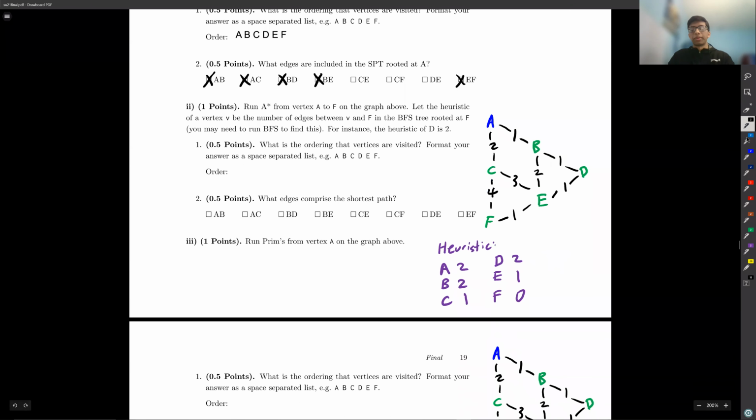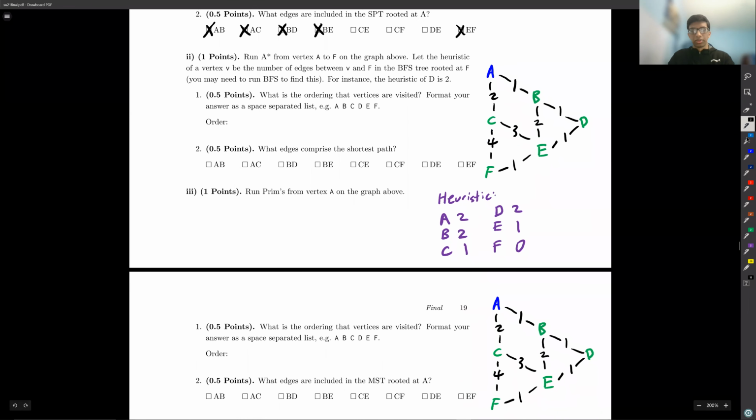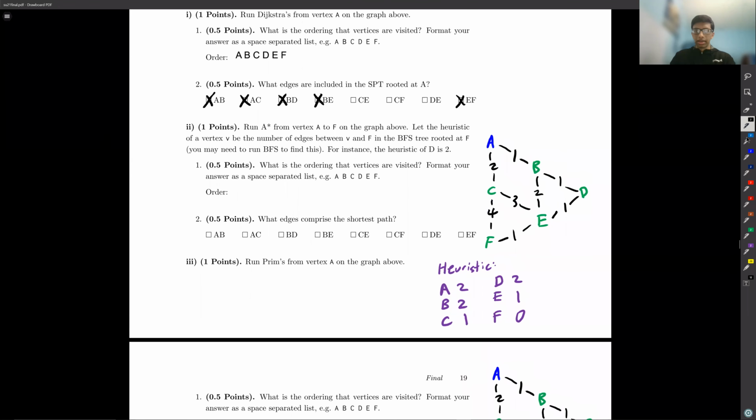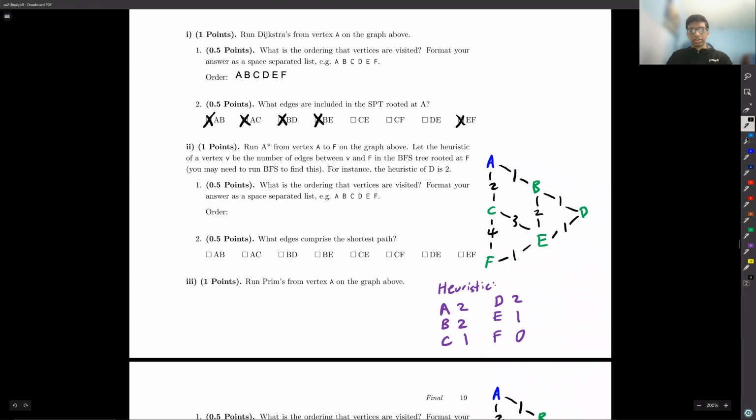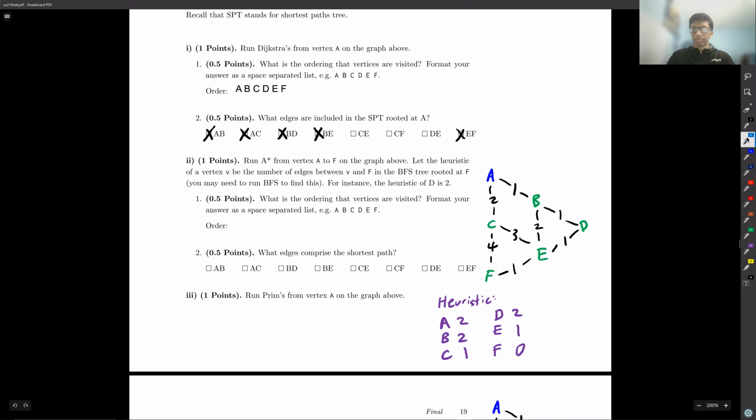Next, we want to run A star from A to F on the same graph. So as you can see, I've replicated it on the right-hand side here, so we can draw on a fresh graph. And we want this time to have a heuristic as the number of edges between each vertex and F in the BFS tree. So I've gone ahead and already written it out. We start with F, right? So it's going to have a distance of 0 from itself, according to the heuristic.